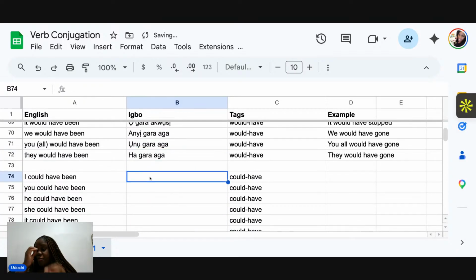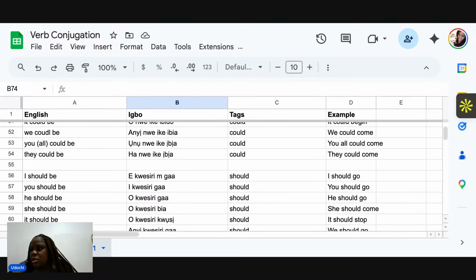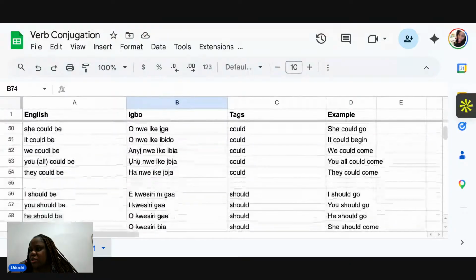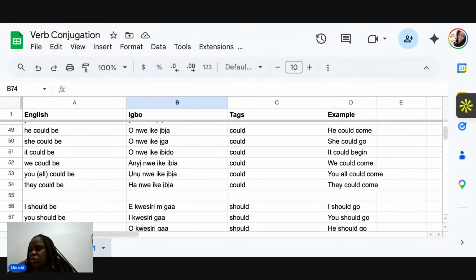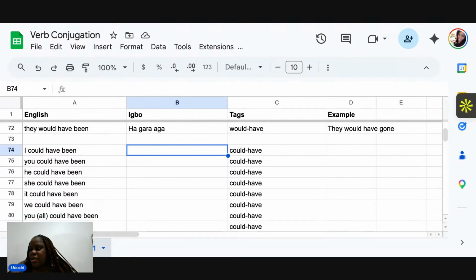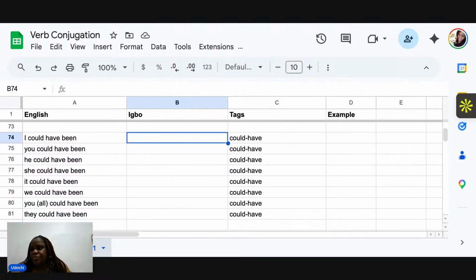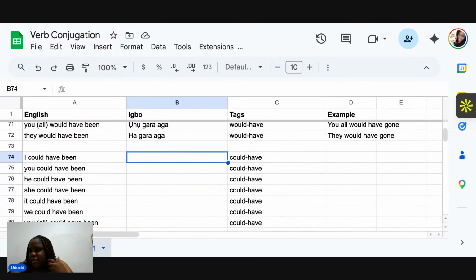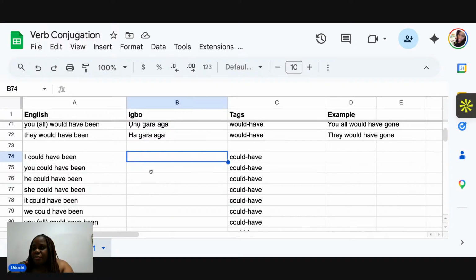I could have been. So could is kwesi, right? Didn't I say that? Should is kwesi. Could is when ike, where ike is "could have." So this one is when ike. So we'll make it past tense. So let's see.